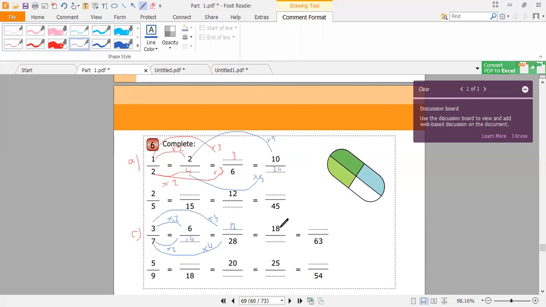Now 6 becomes 18. Yes, it's times 3. And 3 becomes 18. Yes, it's times 6. So I'm gonna look at the first fraction. 3 times 6 is 18. So 7 times 6 will be 42.